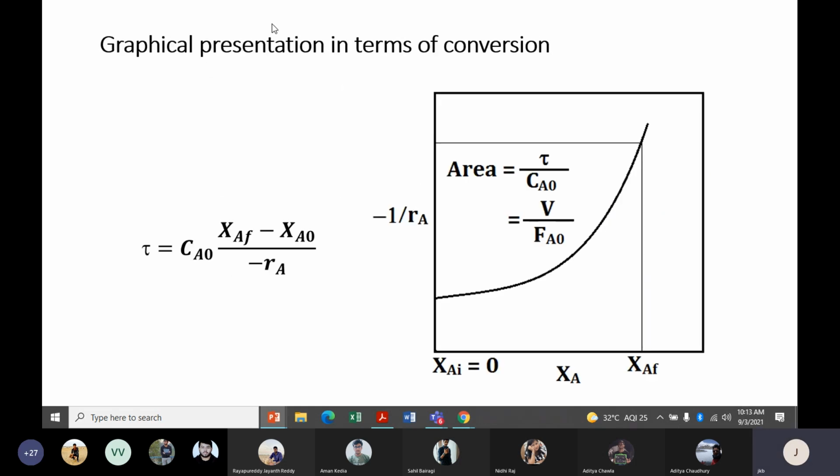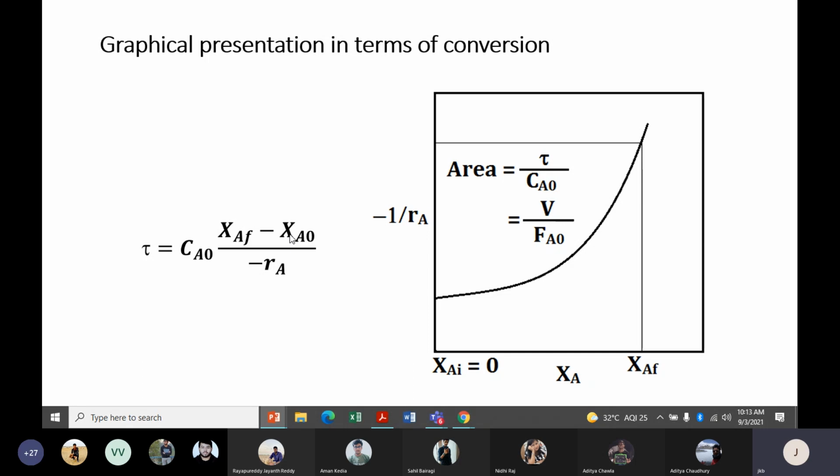The graphical presentation in terms of conversion is nothing, we have just written tau in terms of XA minus XA0. And XA0 in most cases is 0. But if it is an intermediate reactor, then XA0 will be XA1, and this will be XA2. That is, if initially it is already converted, or in the pipeline at the inlet there is a little bit of conversion, say 10% or 5%, then that should be considered. That's why the equation is always written as XA minus XA0.